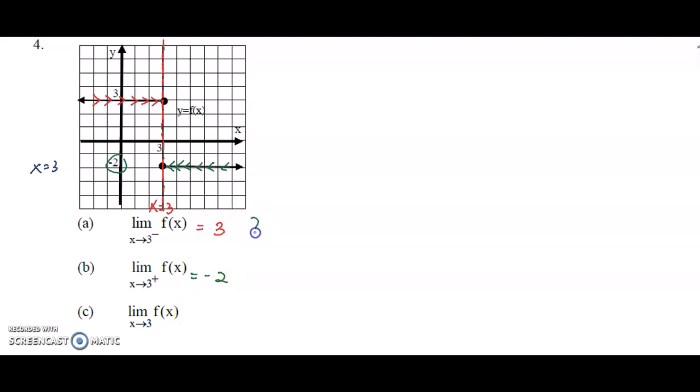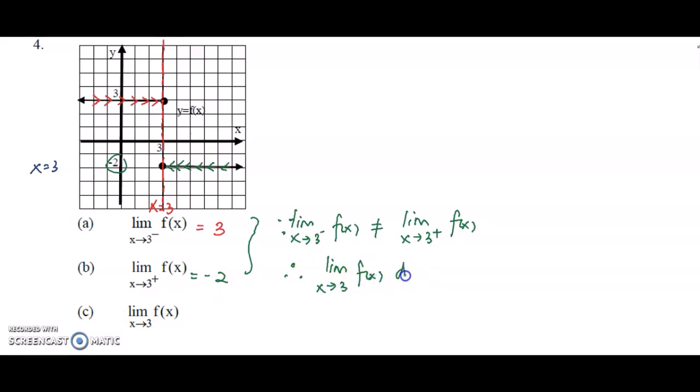Since these two have different answers, we can say that the limit when x approaches 3 negative is not equal to the limit when x approaches 3 positive, meaning from the right side. And the conclusion is that the limit when x approaches 3, that is our two-sided limit, does not exist.